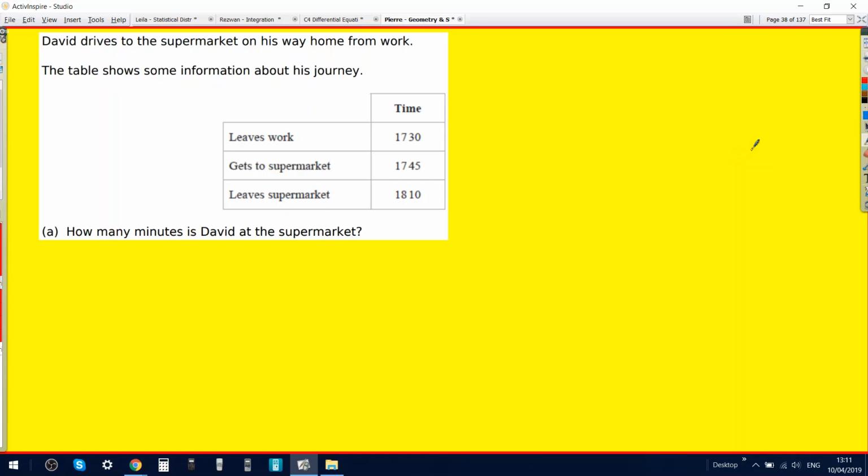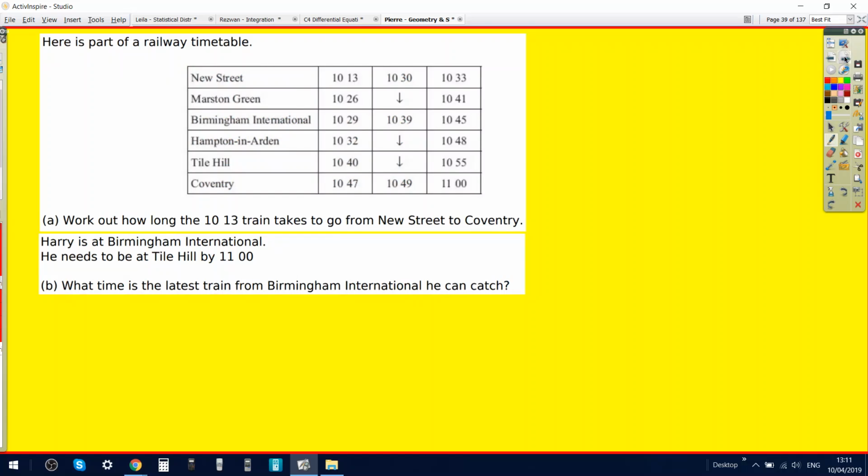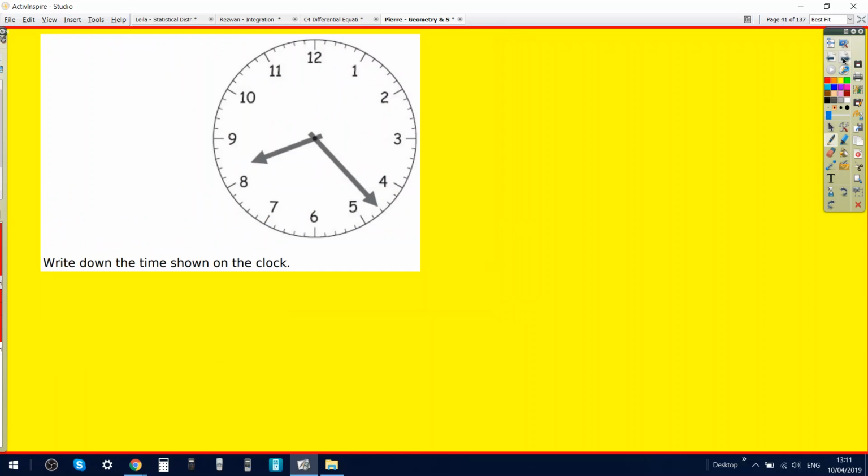How many minutes? Leaves the supermarket. So 15 plus 10 is 25 minutes. Yeah, and so my conscience is clear for all of these weird things.